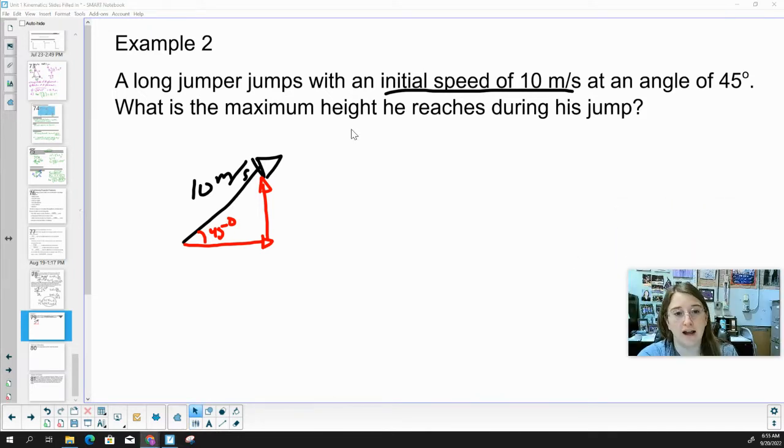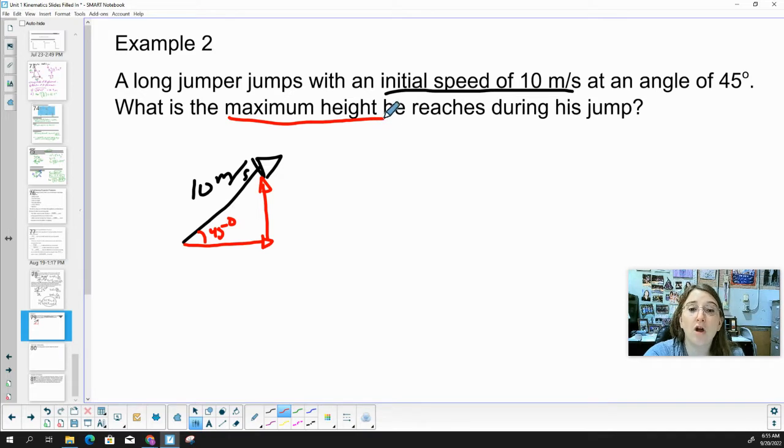So now I want to look at what we're trying to find. It says, what is the maximum height? Now, we know something. He's going to go like this, so his max height is right there. We know something about the max height that still applies in this case. What do we know about our velocity when we're at our maximum height in a projectile or a jump or whatever? Your velocity is 0.